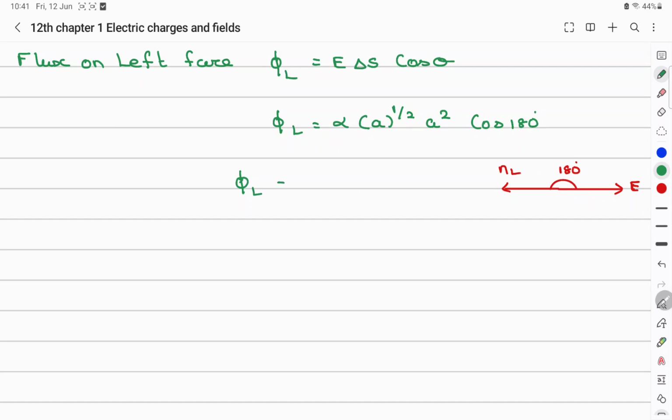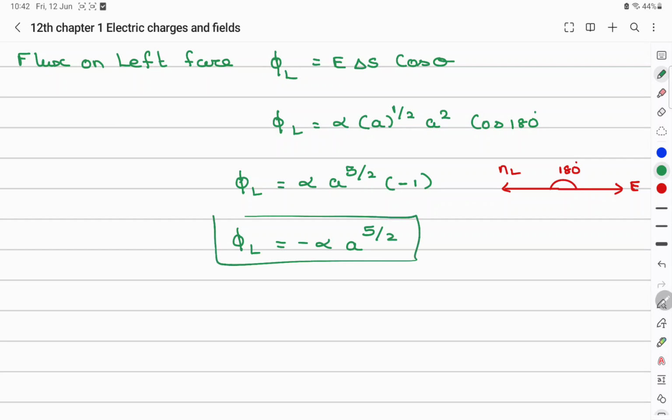So phi of L is equal to alpha a power 5 by 2, and cos 180 degree is minus 1. So the flux through the left face is minus alpha a power 5 by 2. This is equation 1.